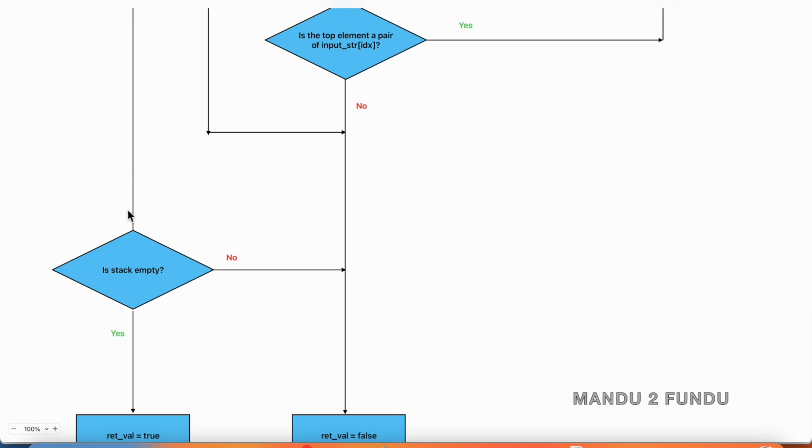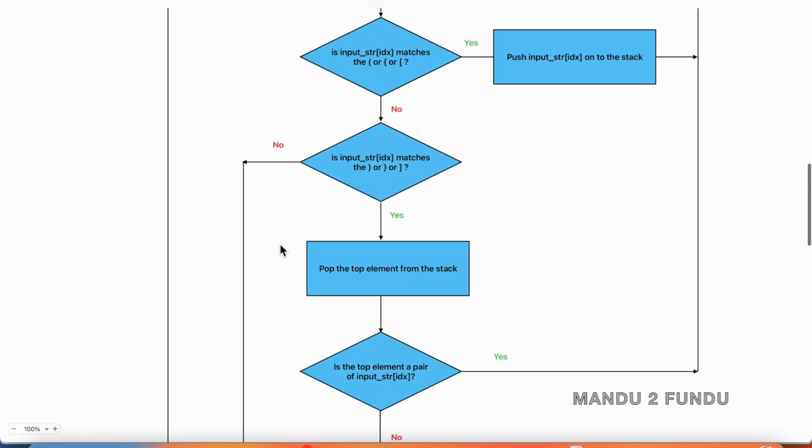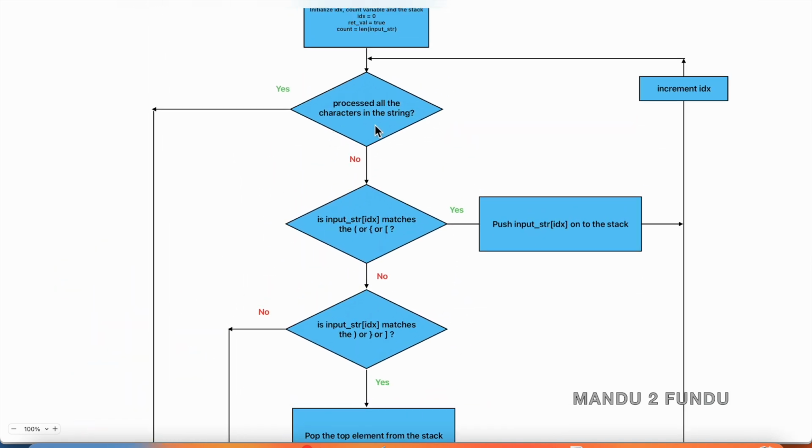And we check whether the stack is empty. If so, we return true. Otherwise, we return false. That means we still see some open parentheses or brackets or curly braces. That's why we hit this condition. Okay, so if there are characters still remaining, then we go ahead and check whether that character matches either the open parenthesis or curly brace or square bracket. If so, push it onto the stack and then increment the index and process the next character.